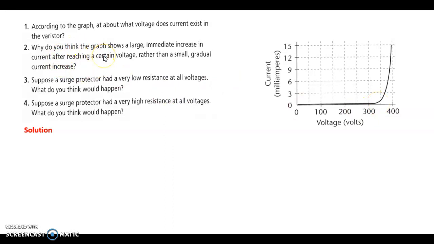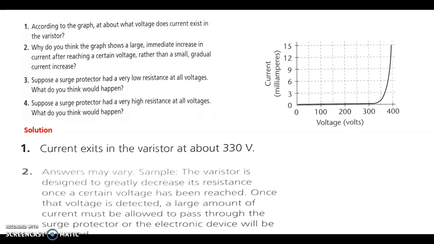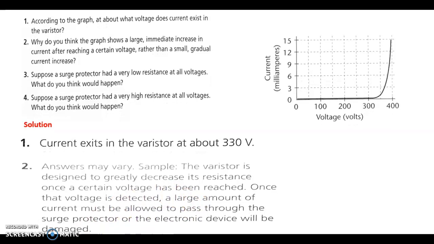Why do you think the graph shows a large immediate increase in current after reaching a certain voltage rather than a small gradual current increase? This is because the varistor is designed to greatly decrease its resistance once a certain voltage has been reached. So directly it decreases its resistance. Okay, so there is a big difference in the resistance. Now that's why the current increases rapidly. We have also a big difference in the current, a big increase in the current. So once that voltage is detected, a large amount of current must be allowed to pass through the surge protector or the electronic device will be damaged.